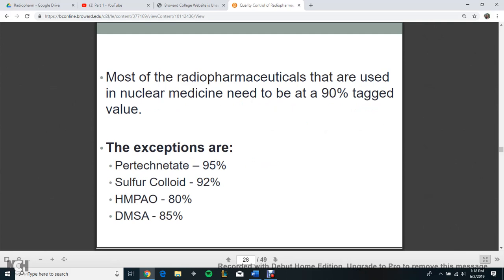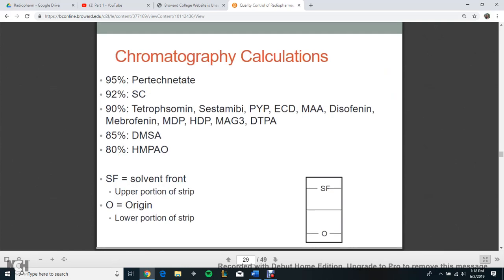Most of the radiopharmaceuticals that are used in nuclear medicine need to be at 90% tagged value. These exceptions are pertechnetate 95%, sulfur colloid 92%, HMPAO 80%, and DMSA 85%. Chromatography calculations: 95% pertechnetate, 92% sulfur colloid, 90% tetrofosmin, sestamibi, PYP, ECD, MAA, disofenin, mebrofenin, MDP, HDP, MAG3, DTPA. Majority of them are 90%. 85% is DMSA and 80% HMPAO.